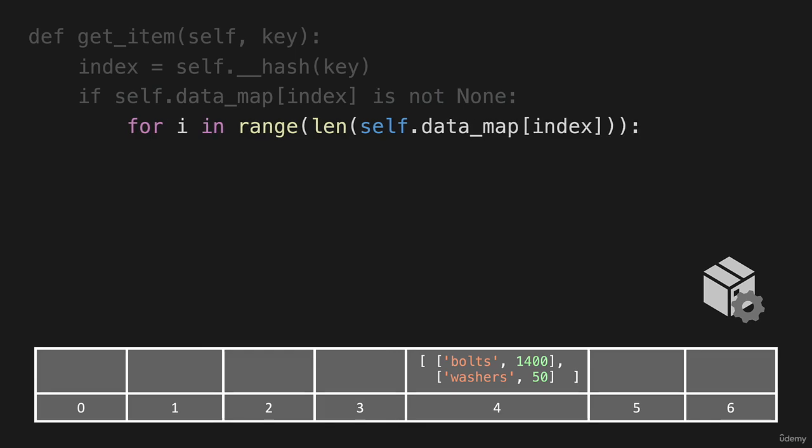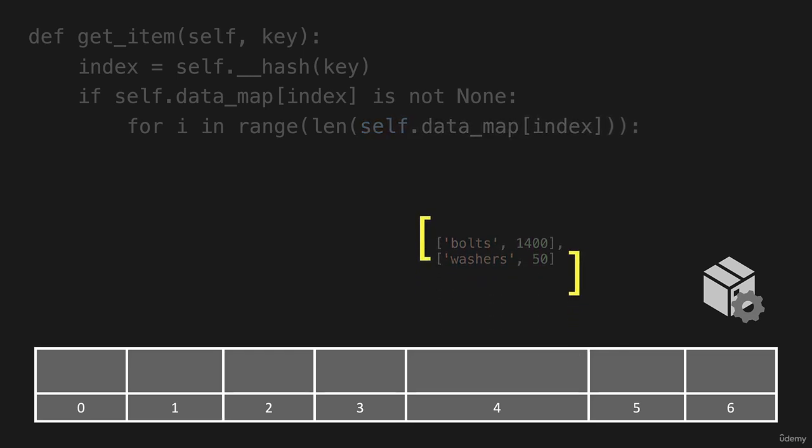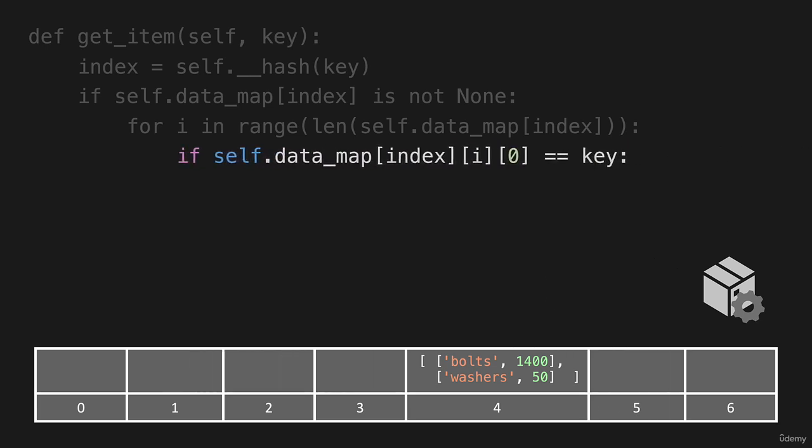So we're going to say for I in range of the length of self.datamap at that index. It is not the list that is the data map going 0 through 6. It is this list here that is at the index of 4. And we're looking for washers in this case. So to see if we have a match, we're going to use this if statement. So let's walk through this.